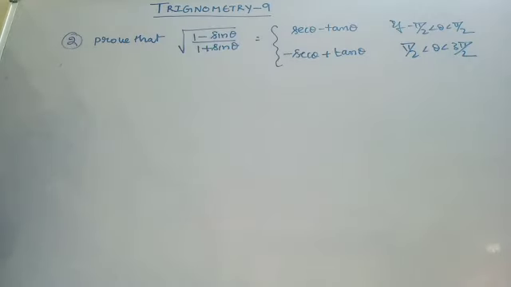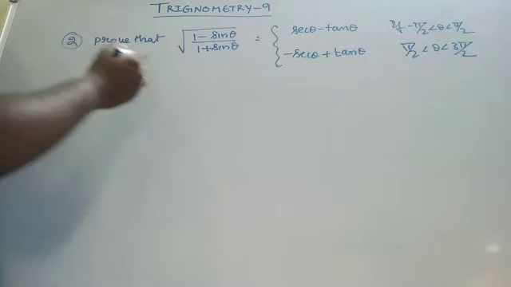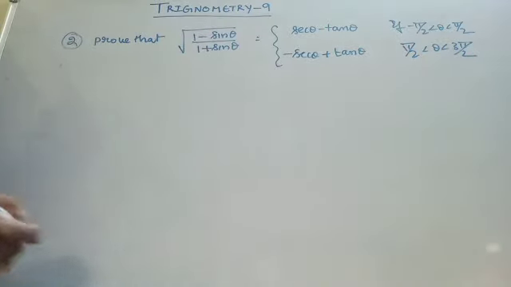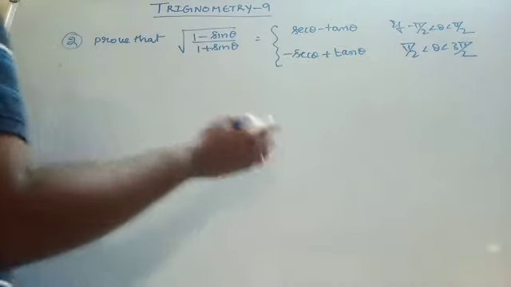Now we have the next problem, the second problem. Prove that the square root of (1 − sin θ)/(1 + sin θ) equals sec θ − tan θ, if θ lies from −90 to 90.